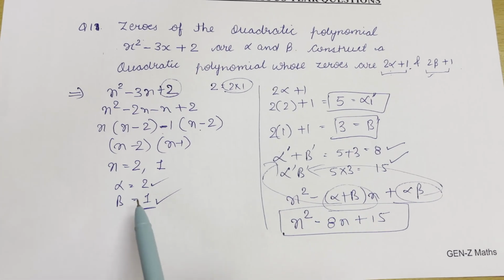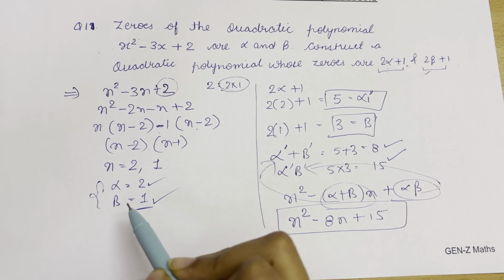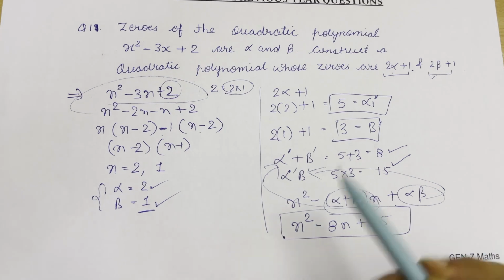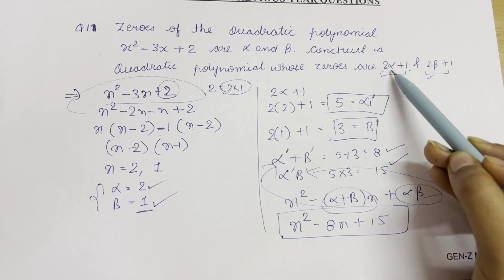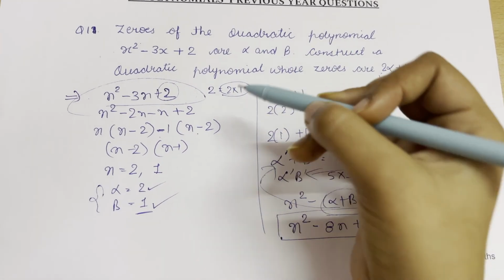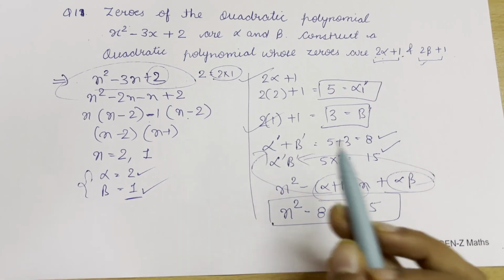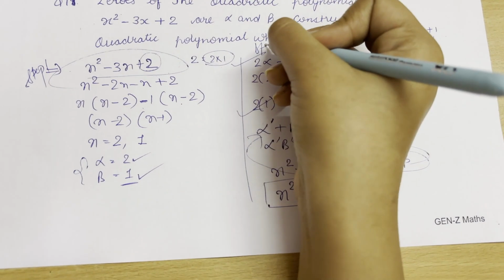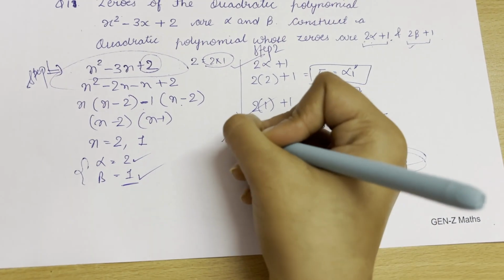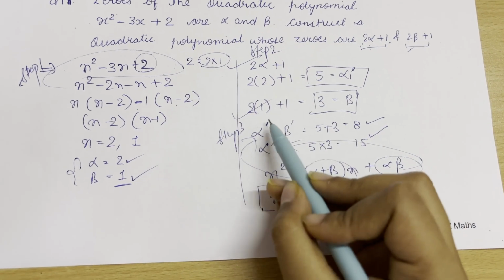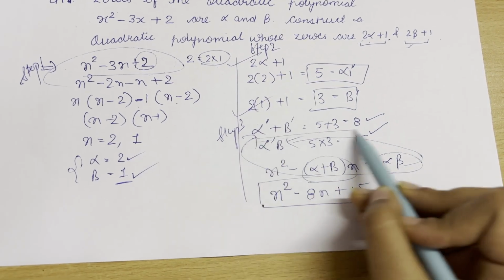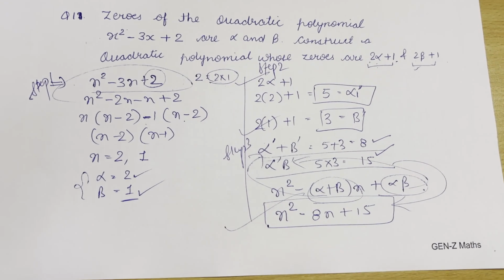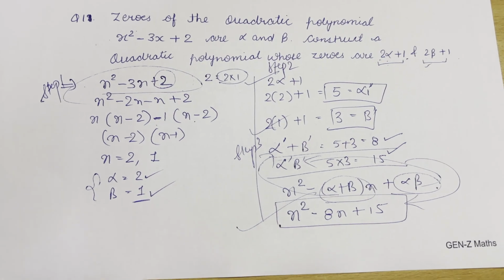So what we did, first of all, we split the middle term and found the values of alpha and beta, which are the zeros of this polynomial, x square minus 3x plus 2. Then we found the values of 2 alpha plus 1 and 2 beta plus 1. This was step 1, this is step 2, this is step 3. In the third step, we found the sum of the zeros and the product of the zeros, and then simply substituted them in this formula, and we got the quadratic polynomial. I hope you understand it.